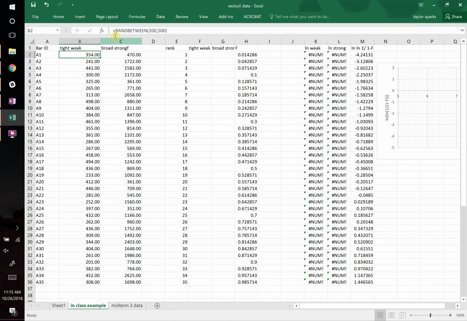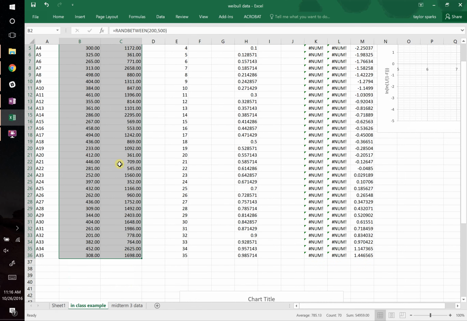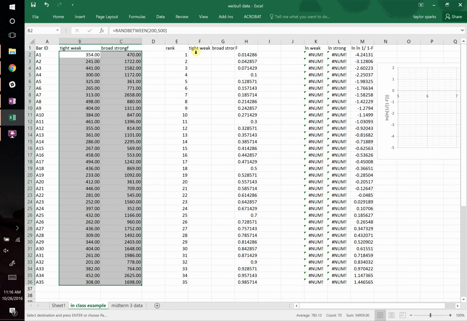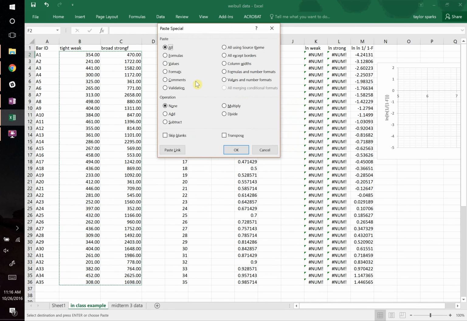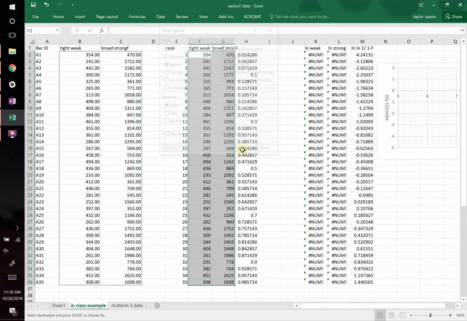So for this one, I'm having it randomly generate a number between 200 and 500, right? Here I'm having it generate randomly a number between 300 and 900, and I'm multiplying that by a random number between 1 and 3, right? So it's going to generate these. So the first thing we need to do is we need to rank these. So let's take these two columns, let's copy them, and let's paste them here. We're going to do paste special, and we're just going to paste values. Right? So just the values.